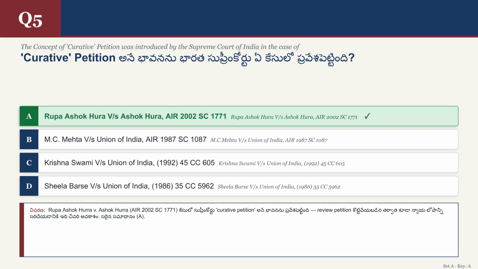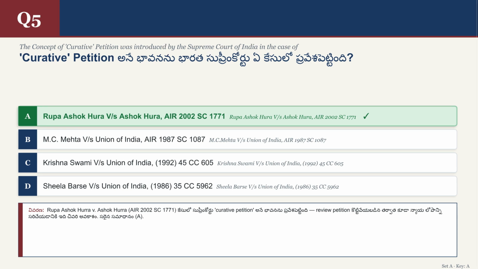Question 5 asks which case introduced the concept of curative petition by the Supreme Court of India? The correct answer is A, Rupa Ashokura v. Ashokura, AIR 2002 SC 1771.